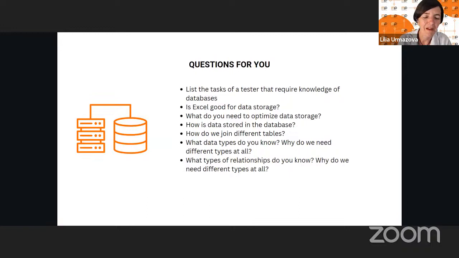Okay. The next question is about Excel. Maybe I will start some holy war, but I want to start it actually. Is Excel or Google Sheets, choose any of these, good for data storage? Maybe there are some cases when it is good, when it is enough, and some cases when it is not enough to store data.